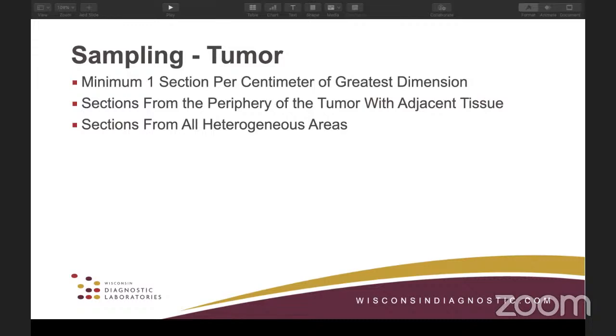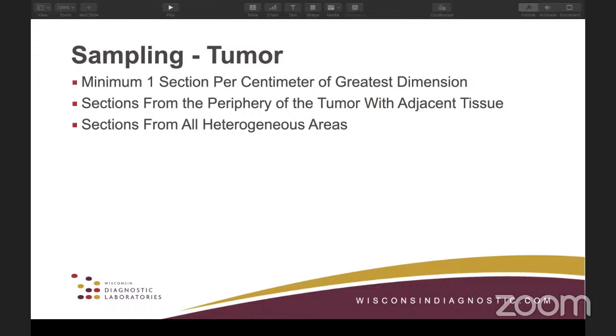Also, we mentioned the heterogeneous cut surfaces of tumors earlier. If you've got a heterogeneous cut surface, you need to take at least 1 section of each of those different looking areas. So I showed the kidney tumor earlier. You want to take several sections of the yellow tan areas, several sections that show the hemorrhage, several sections that show the cystic areas. If you're working on a sarcoma case, for example, that's been treated, there's often areas of hemorrhage and necrosis. So you want to take at least a couple sections that show those areas as well. So there's a lot of times you're going to go over this 1 section per centimeter of greatest dimension rule.